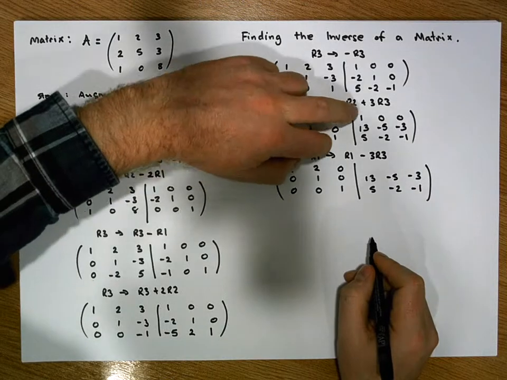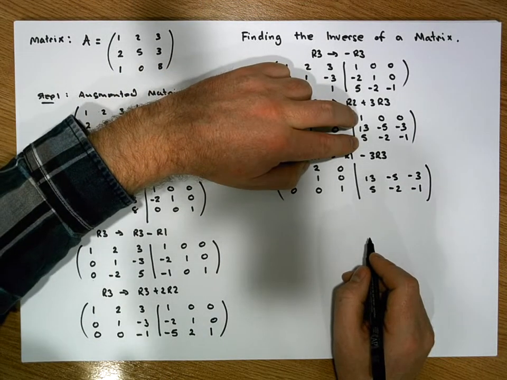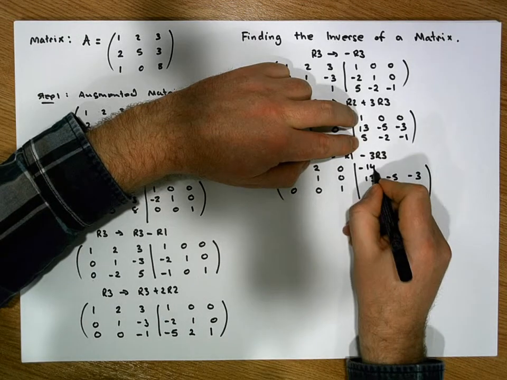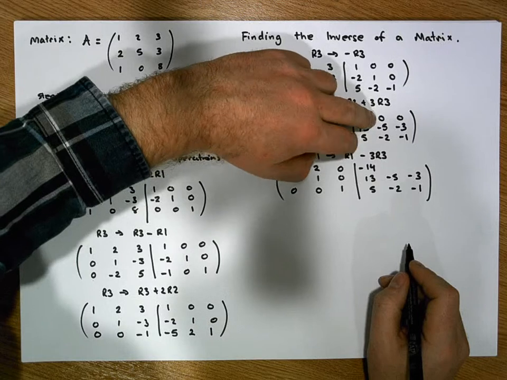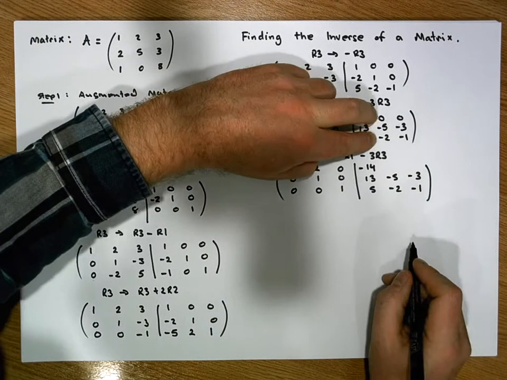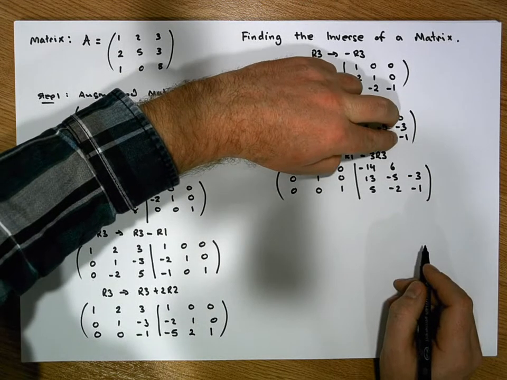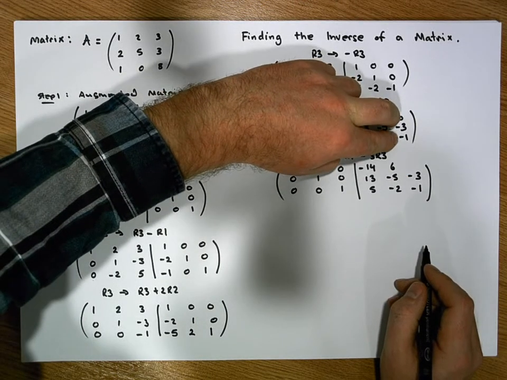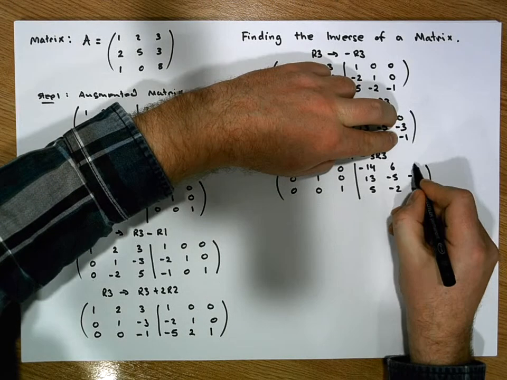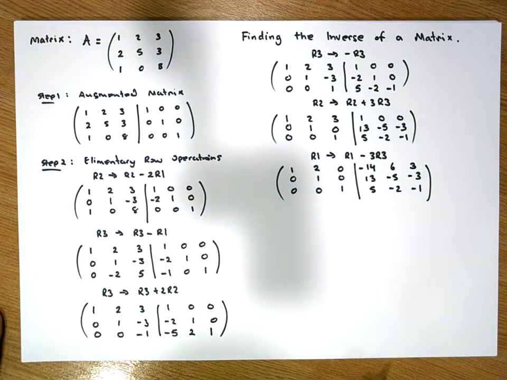The next value is going to be 1 minus 3 times 5. Well, minus 3 times 5 is minus 15. Plus the 1 gives us minus 14. Okay. And then we have 0, minus times minus is a plus, 3 times 2 is 6. So we have 0 plus 6 gives us a 6. And then we have 0 plus minus 3 times minus 1 is a plus 3. So it's a 0 plus 3 gives us a 3. Okay, so we're nearly there.